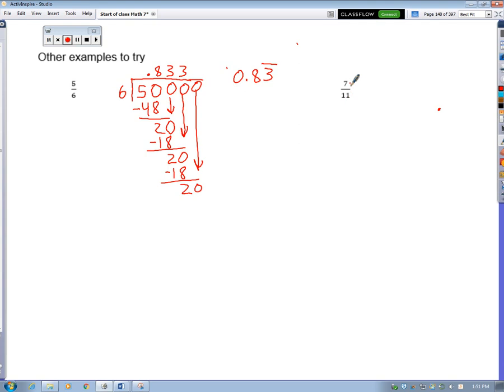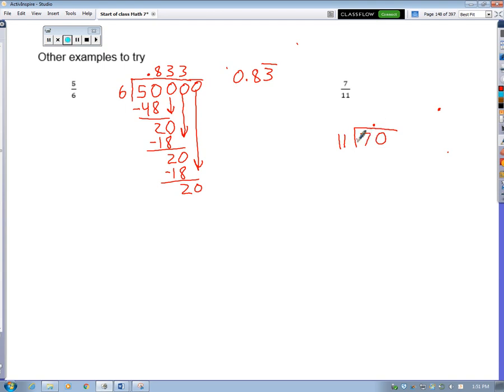Alright, take a look at 7 over 11. Watch what happens when we try this one. 7 divided by 11. Let's change that into a decimal. Okay, 7 divided by 11. I got it set up right. 11 will not go into 7. Throw in a 0 right there. Alright, get your decimal point.